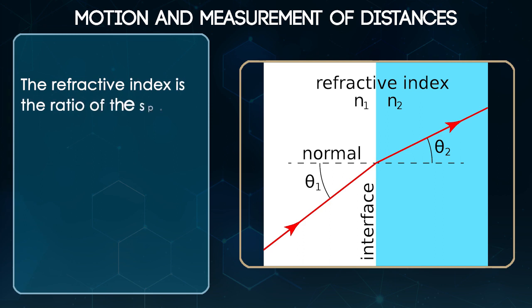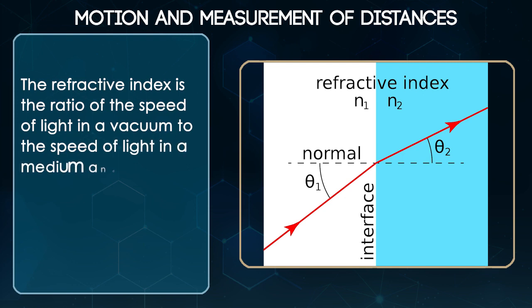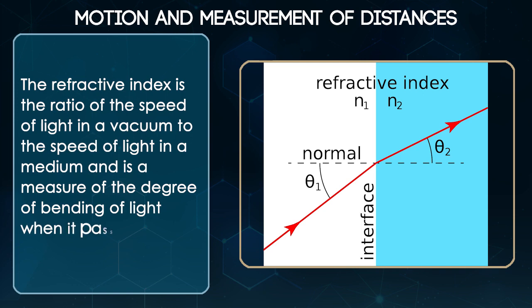The refractive index is the ratio of the speed of light in a vacuum to the speed of light in a medium and is a measure of the degree of bending of light when it passes through the medium.